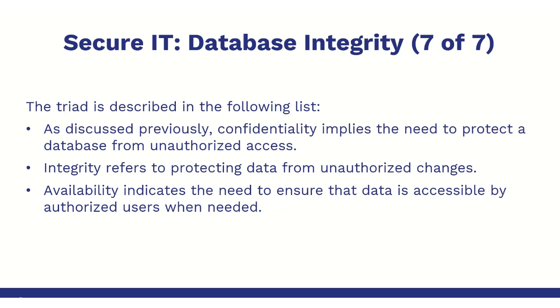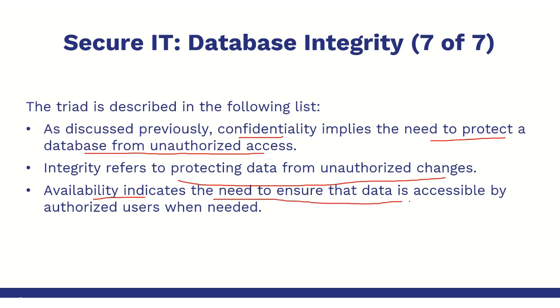The triad that we described, the CIA: what is confidentiality? This is the need to protect a database from unauthorized access. So it should be confidential. Integrity means protecting data from unauthorized changes. And then availability means we need to ensure that when the data is needed, it should be accessible.